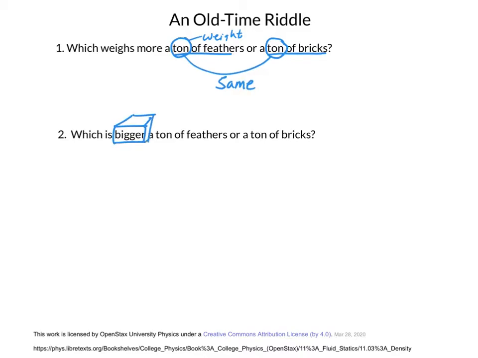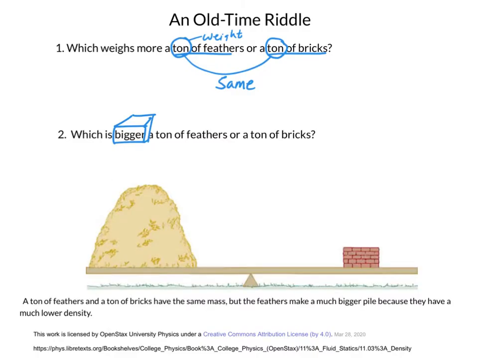And think about that for a moment. Pausing your video. Hopefully you guessed that the ton of feathers is larger than the ton of bricks. But why is that? They weigh the same, but we know that the feathers are far less dense than the bricks. The bricks are very, very dense. So when you have a higher density, things are compacted more. More things are packed into the same volume.